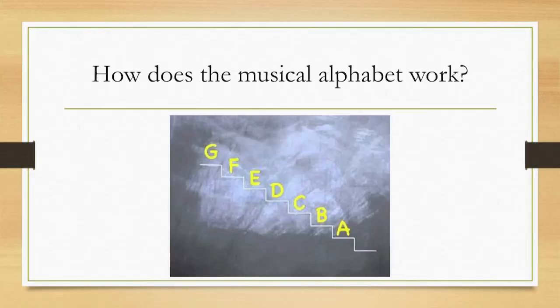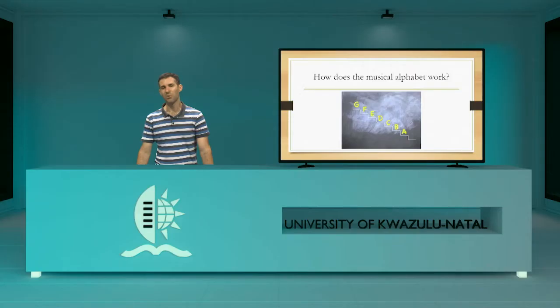Here is a picture of a staircase, and at the bottom of the staircase is an A, and you see they go up by step: A, B, C, D, E, F, and G. If you look very carefully, you'll see there is an empty space at the bottom with a question mark in it. If you think carefully, what is just before A? If we've got to A, what should be just before it in the musical alphabet in those steps? Your answer should be G.